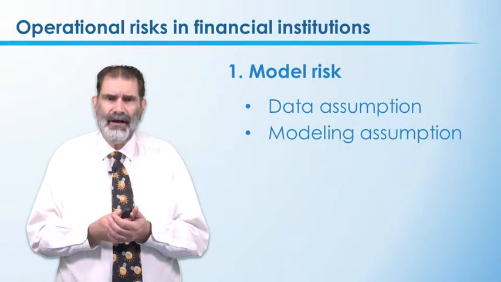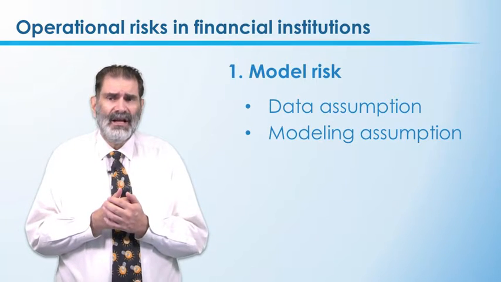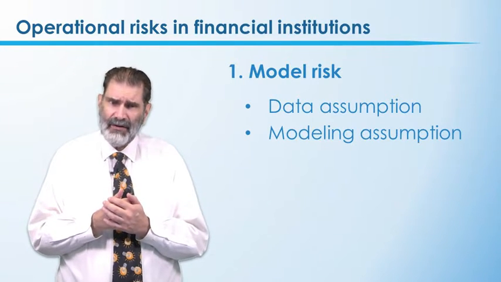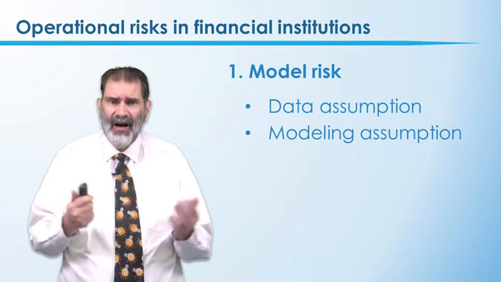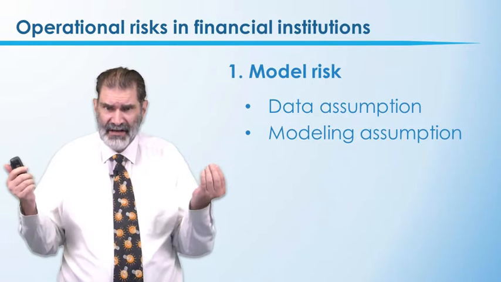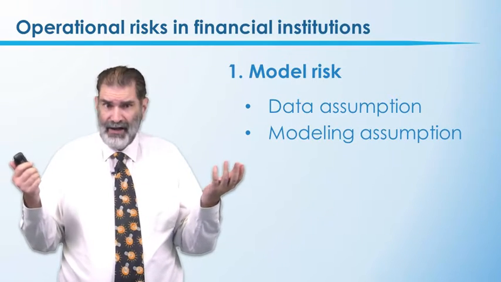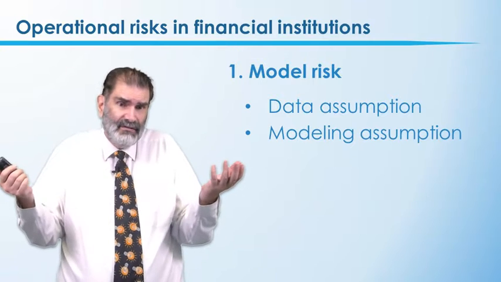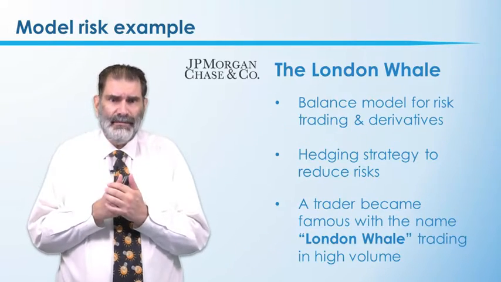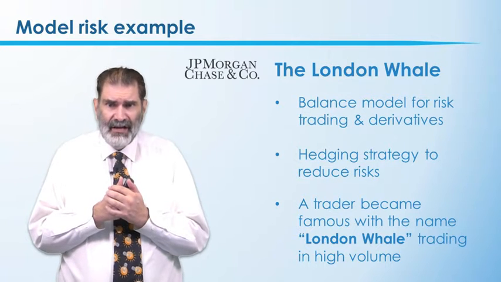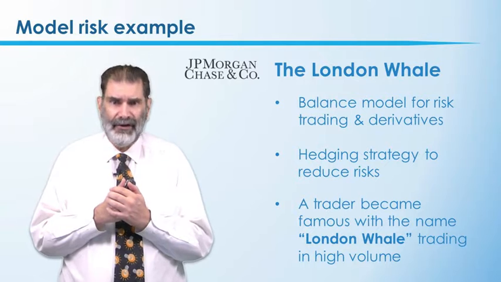Now, when we think about operational risks and risk management for fintech firms, one of the things we have to be aware of is model risk and risk management of risk in our data assumptions and our modeling assumptions. This could be true of algo trading, but it's also true of traditional markets. For example, JP Morgan faced this risk in model risk and the London whale phenomena.